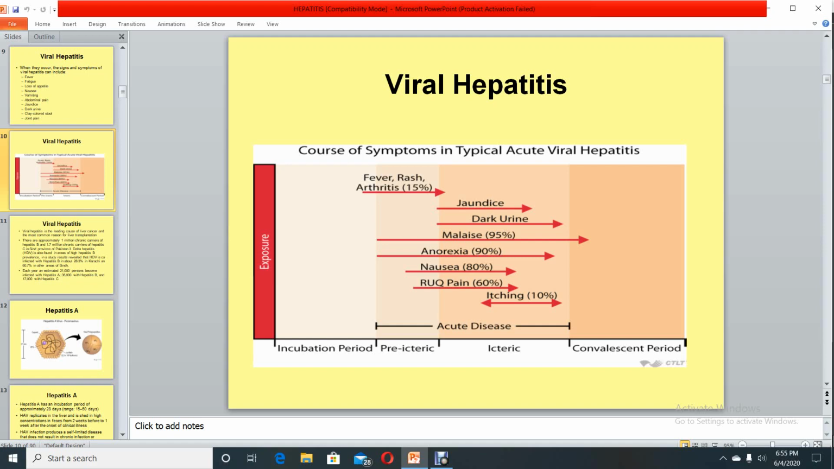You see these in the pre-icteric phase. When the patient is icteric, these symptoms are not usually seen, only anorexia is there.